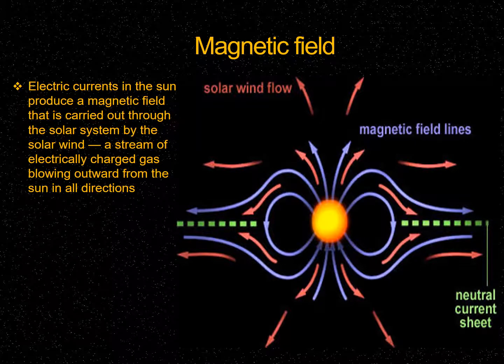Electromagnetic fields are also used by the sun. Electromagnetic current in the sun produces a magnetic field that is carried out through the solar system by solar winds, a system of electrically charged gases blowing outward from the sun in all directions. In this slide, you can clearly see in blue the magnetic field that is moving around the sun. The sun is the yellow glowing star in the middle of this slide. The green dots outward are the neutral current sheet, and the red lines show the solar wind flow from the sun in this PowerPoint slide.